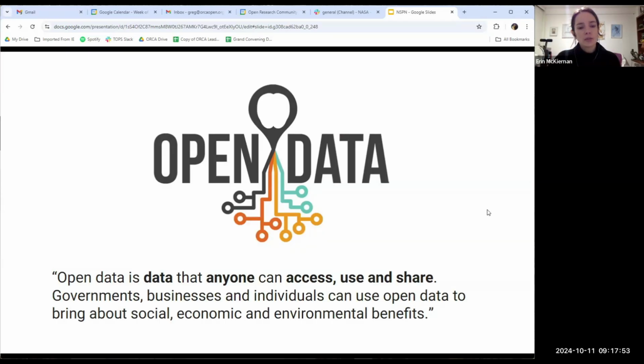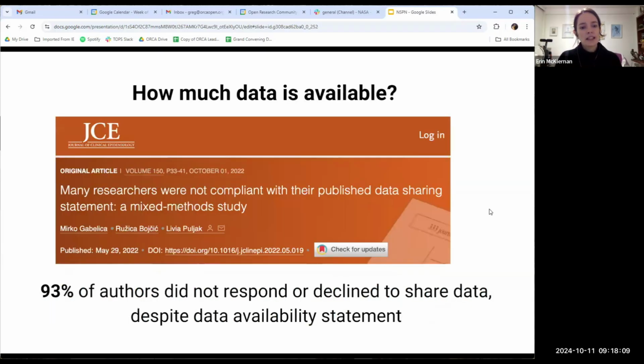And this is a quote, I believe, from the European Union. They're talking about how governments and businesses and individuals can use open data to bring about social, economic, and environmental benefits. If we look at the scope of the problem on the next slide, we can see that this is a serious problem. Some folks who don't necessarily do science might not realize that the data behind these papers are not available. This study went and tried to quantify how much of those data are really not available, and they found an alarmingly high number.